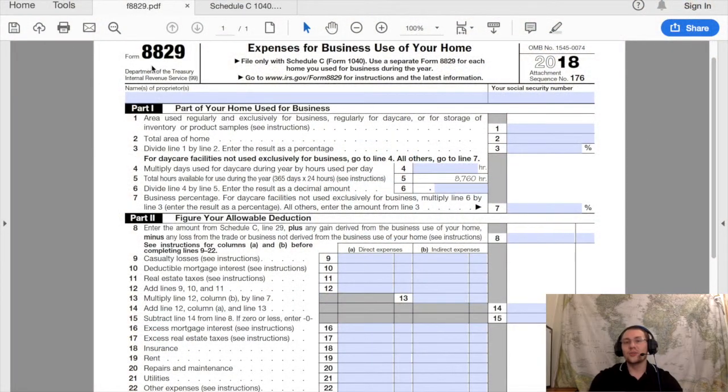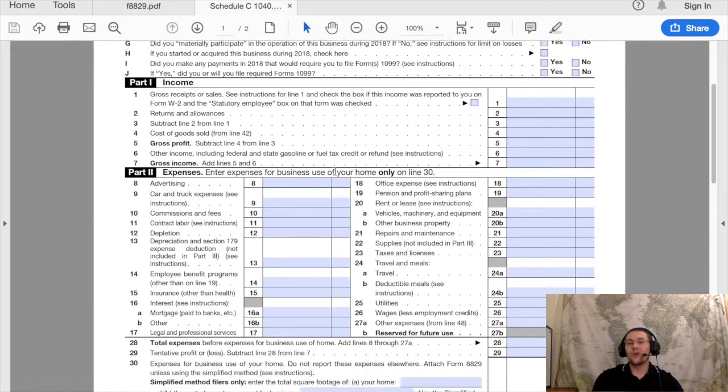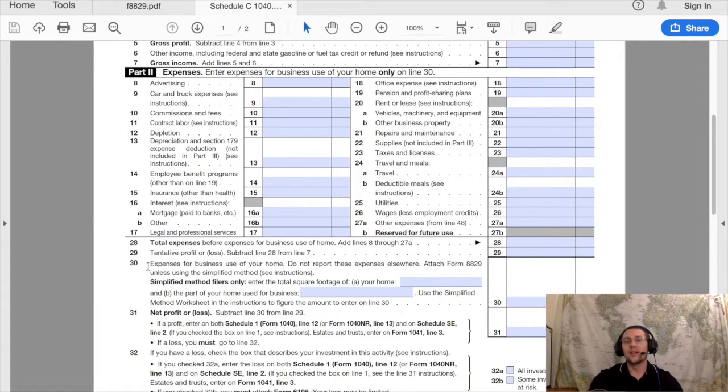Today we're going to talk about one of the great benefits of being self-employed, which is the home office deduction. To qualify for the home office deduction, you use Form 8829 and then report that amount under the business use of your home on Schedule C.